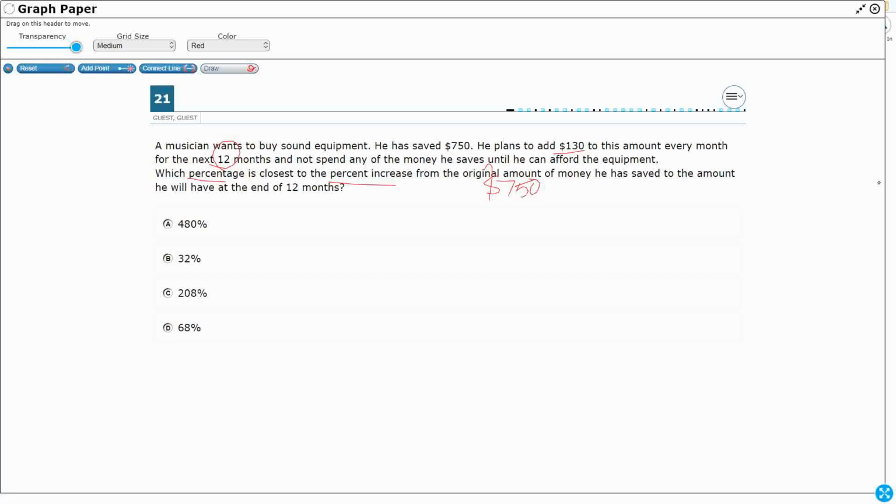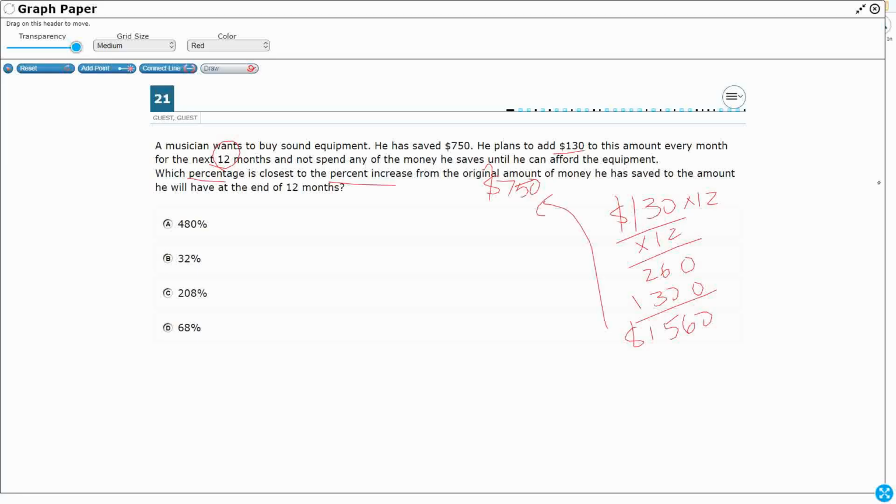How much did he save at the end of the 12 months? Well, we need to take that $130 a month and multiply that by 12. So let's do it like this: that's going to be 260, 130, that's going to be 1560. So that's the amount he saved, plus he had this original 750.